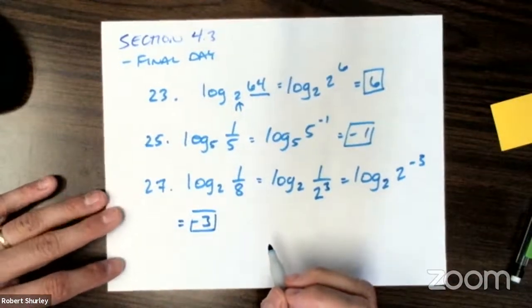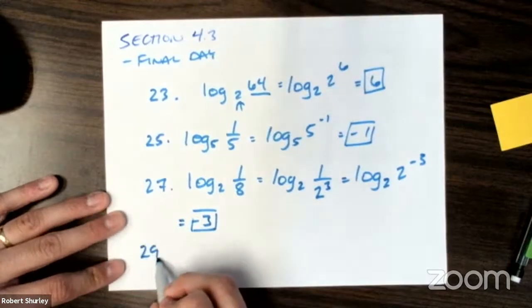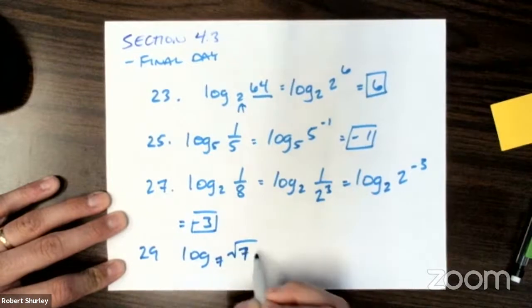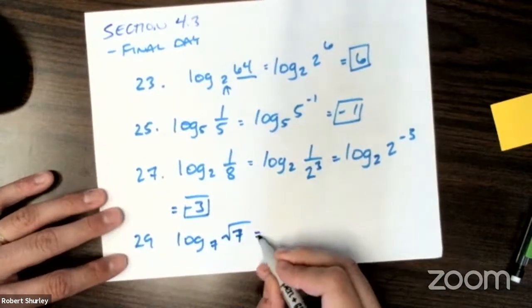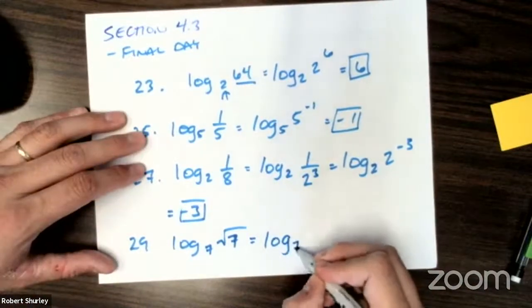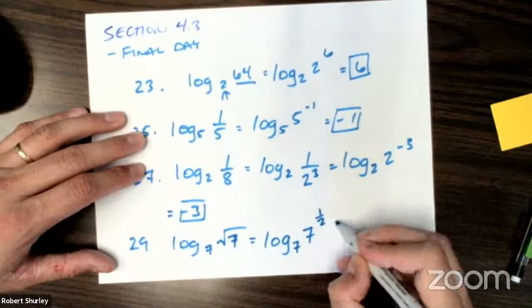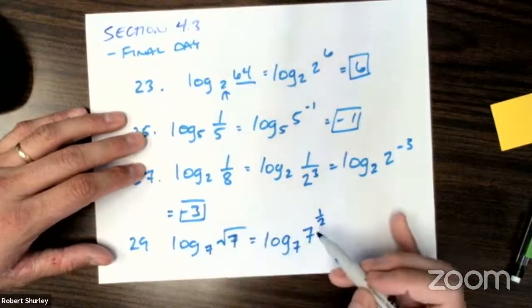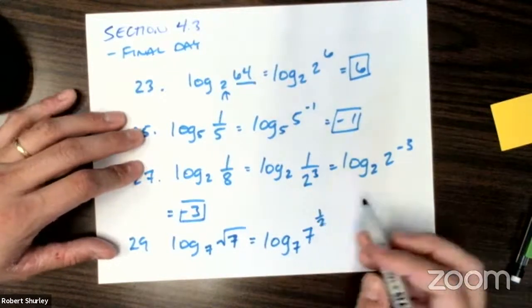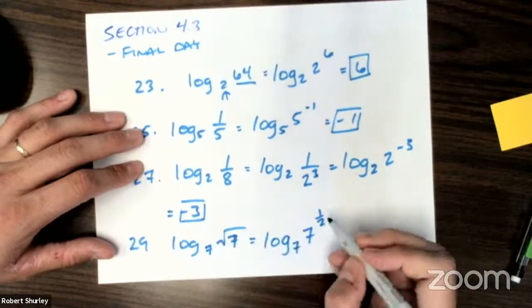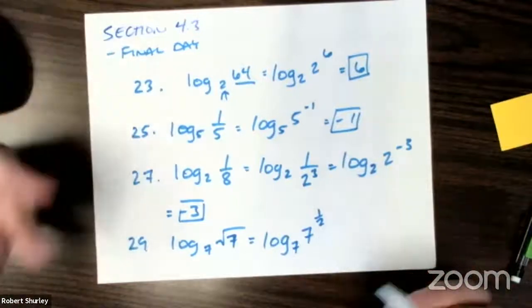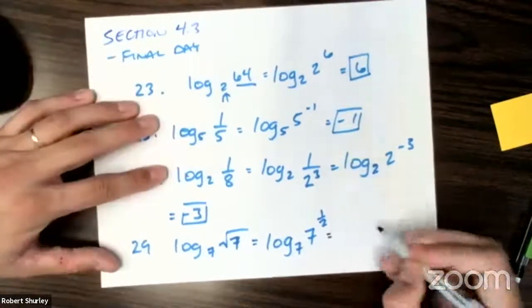And then 29 is log base 7 of the square root of 7. Well, the square root of 7 is 7 to the 1/2. You have to think of radicals as exponents. And remember, if you have something that's the square root, it's really just some number raised to a power. It's a number raised to a fraction. And whatever the root is your denominator. So the square root would be 1/2. Like the cube root's going to be 1/3. The fourth root's going to be 1/4.